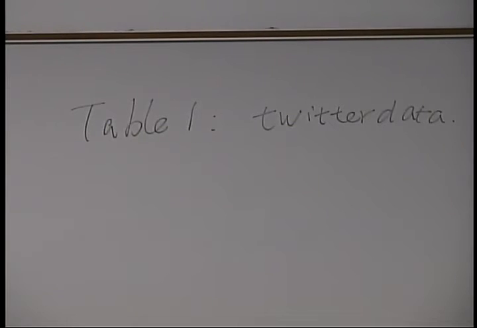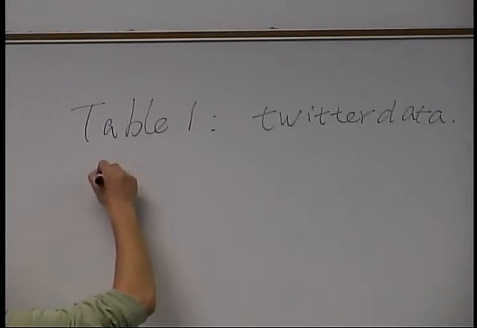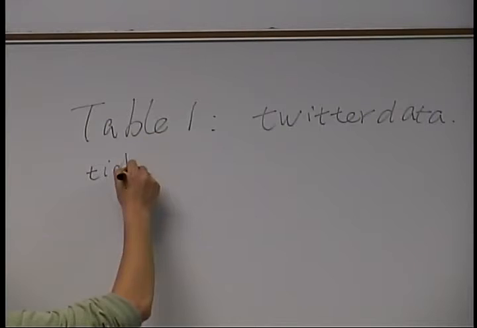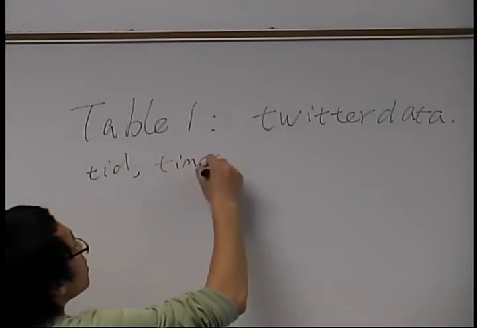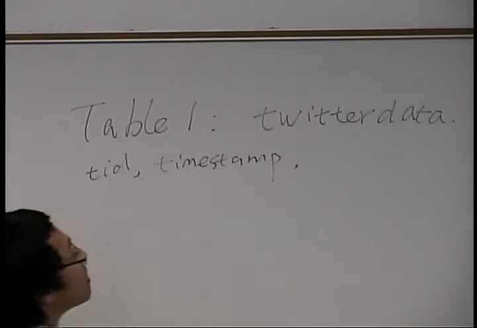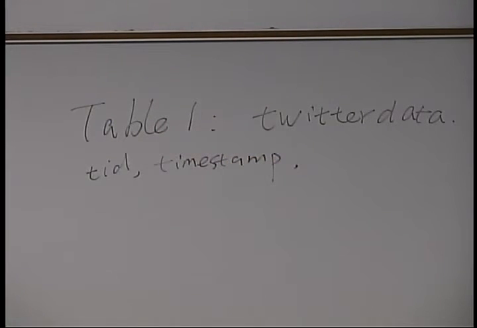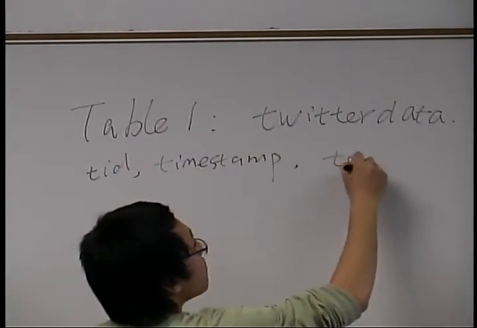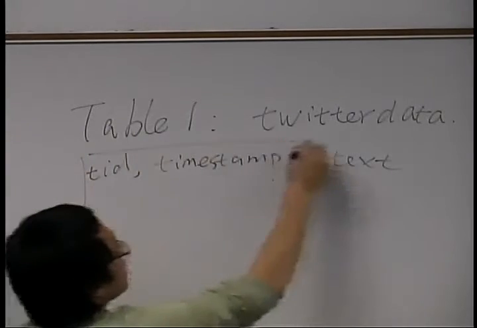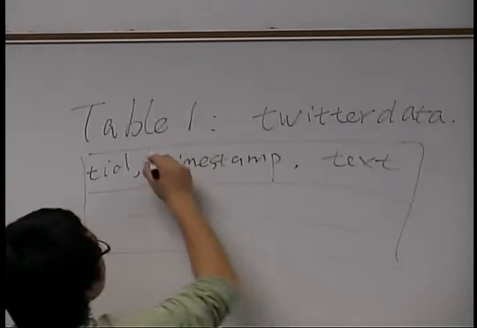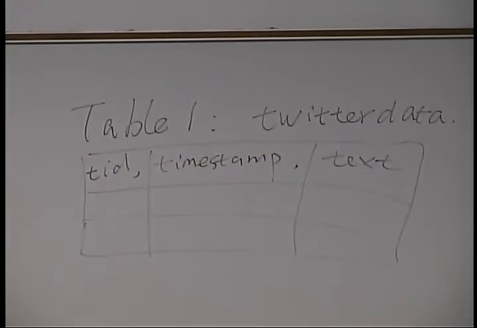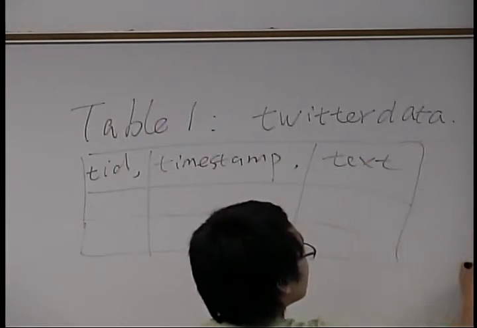Store tweets. Every tweet will have a unique ID, let's say TID. Then you have a timestamp. And then there will be some content which is limited to 140 characters, let's say text. So we have a table like this. This is the first table, and hold on, actually there should be one more column.